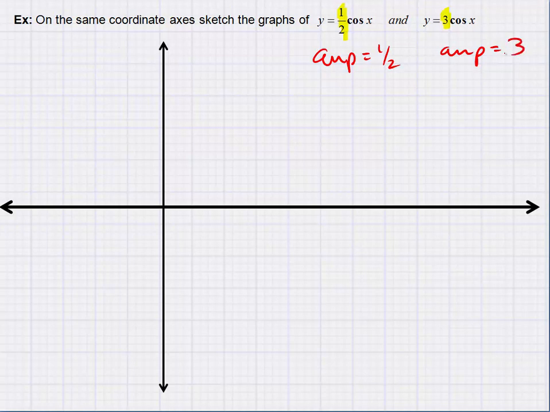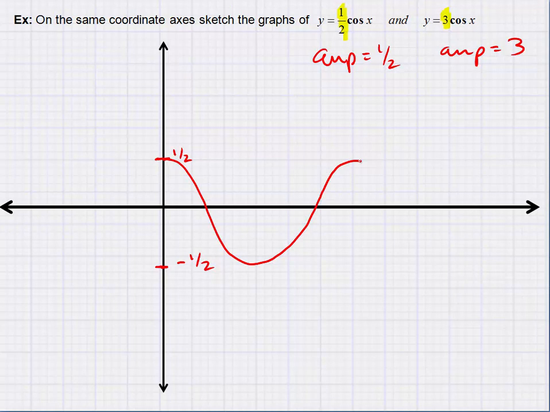So let's draw the first one. Here would be, say, positive 1/2, here would be negative 1/2. Okay? I'm going to draw one period for the cosine function. When you're drawing these, you really should draw the whole graph, but most of the time, all we're really concerned with is what one period looks like, because then all you have to do is replicate that. So if I drew one period for the cosine graph, it should look like this.